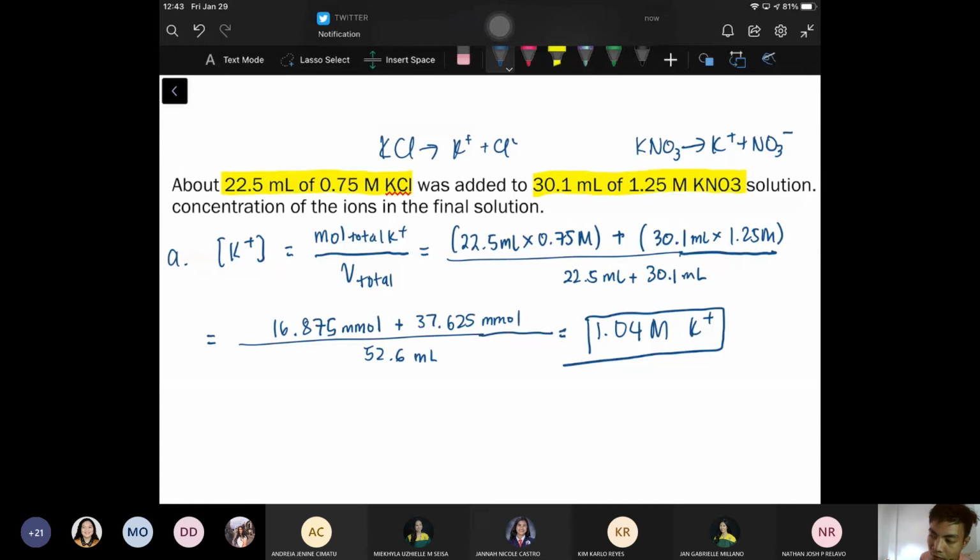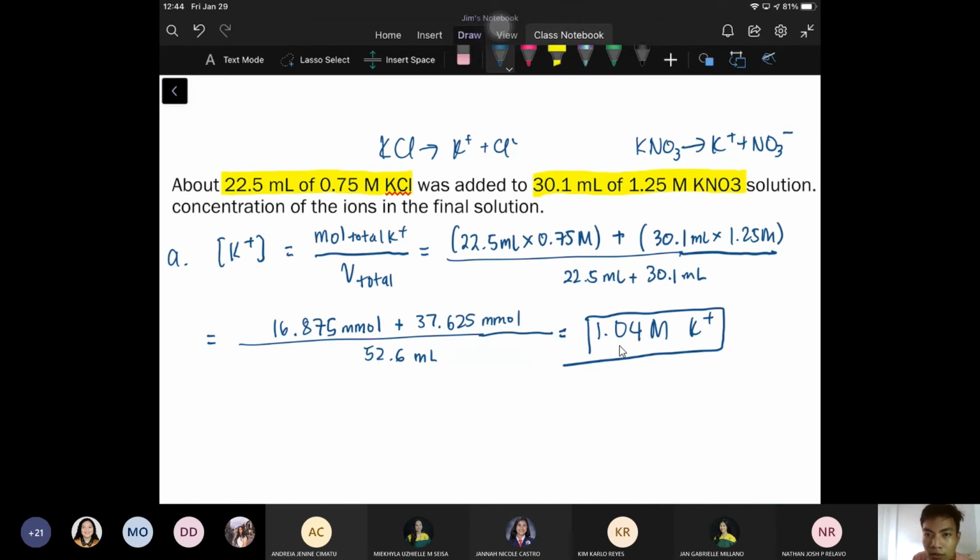You have to track. The volume will change talaga. So i-monitor nyo yung addition ng dalawang solutions, no? So magbabago yung volume every time you add another solution on top of the solution na meron ka. So you have to add the volumes parati. And then yung millimoles ng iyong ions, kapag parehas yan, kunin mo kung saan sila galing. So may potassium galing dito, may potassium din galing doon. So you have to add them para makuha mo yung total moles niya.